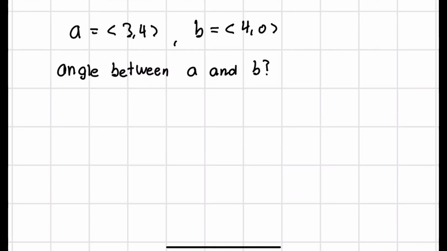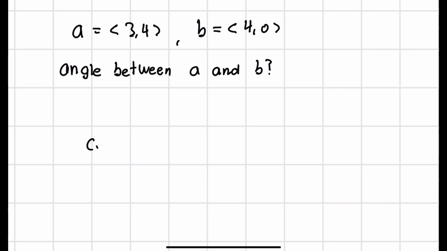In our next example, we have the vectors A and B, but we want to find the angle in between A and B. So how do we do that? Well, we have this formula, which is cosine theta equal to the dot product of A and B over the magnitude of A times the magnitude of B. And this is an important formula to know. So now let's calculate the angle. So let's calculate for theta.